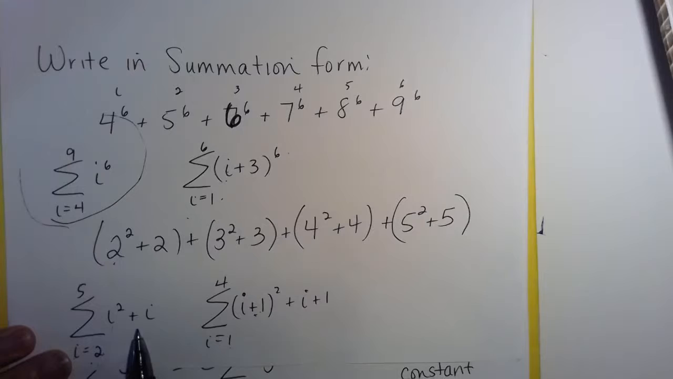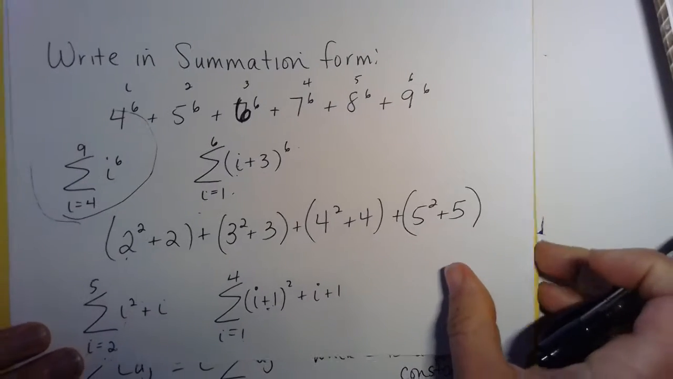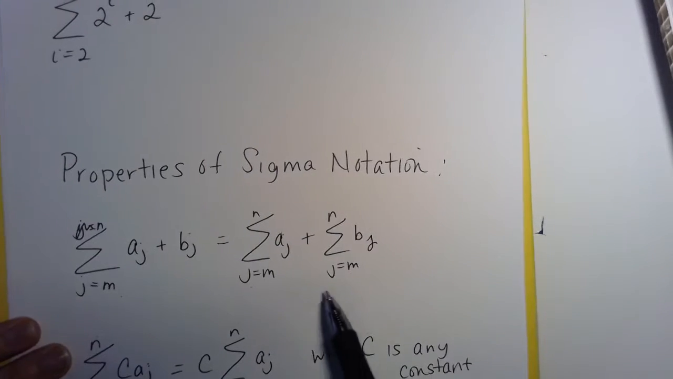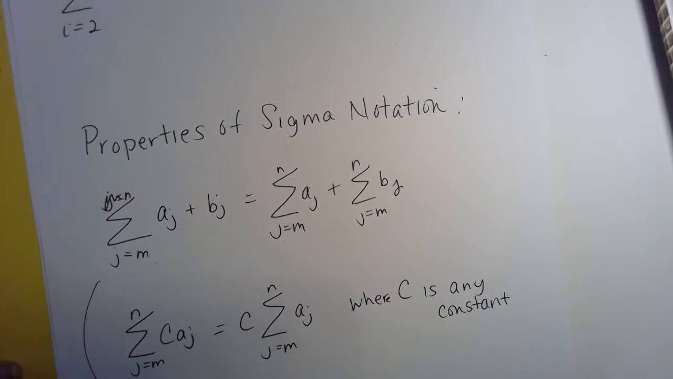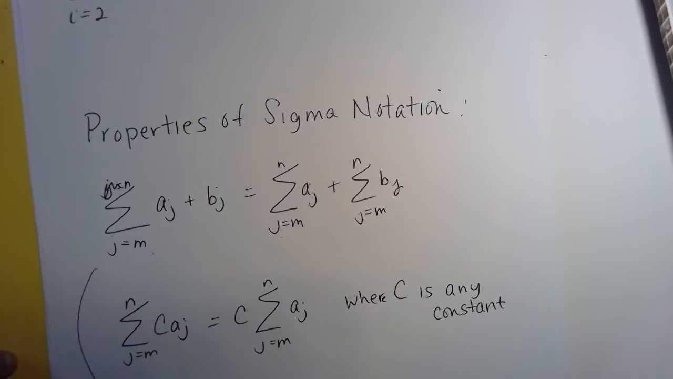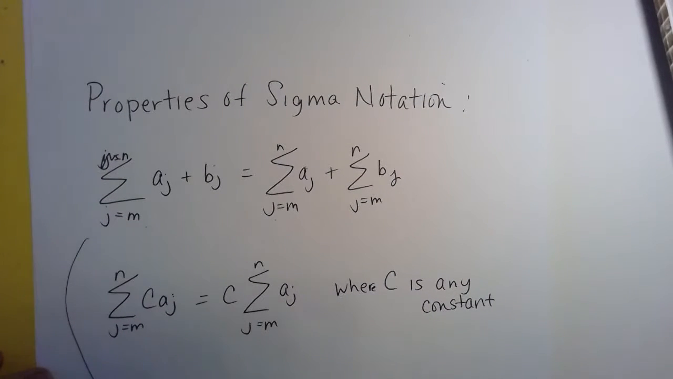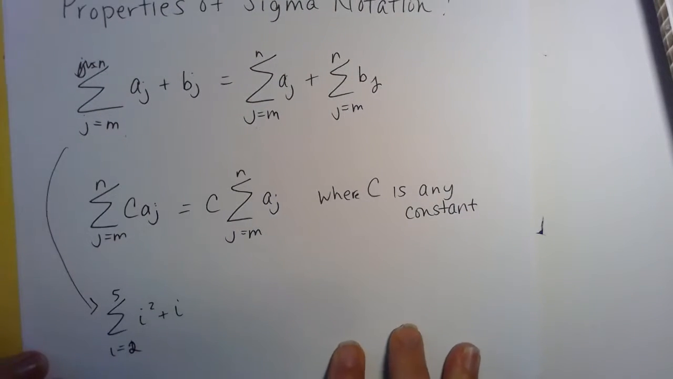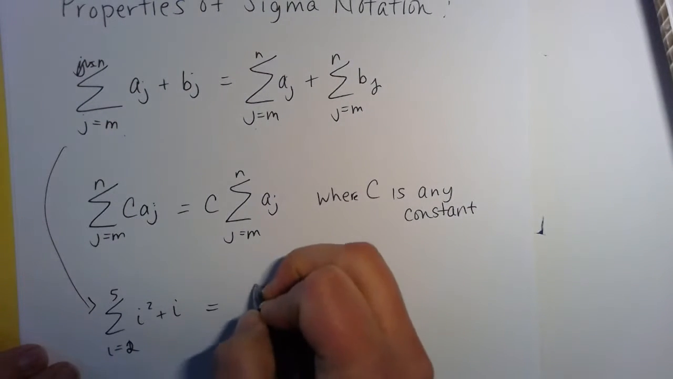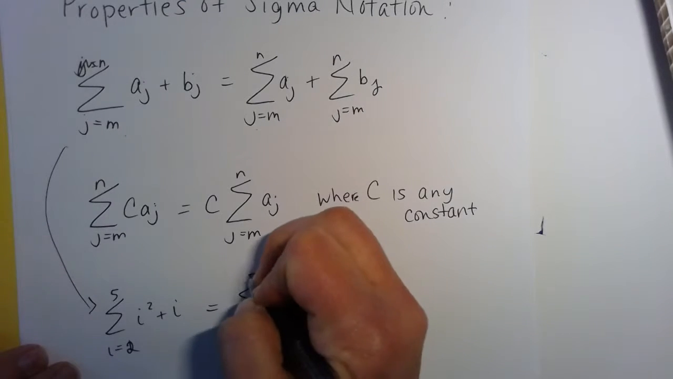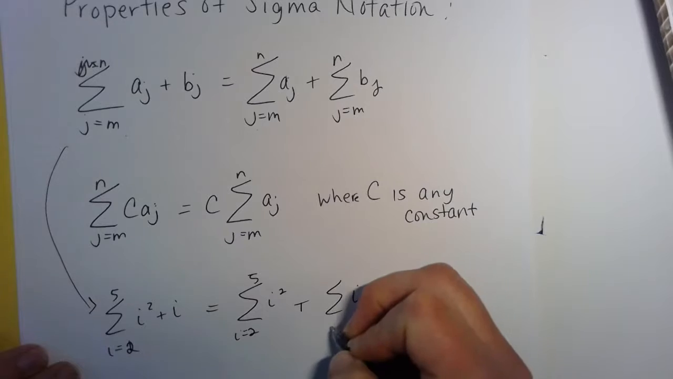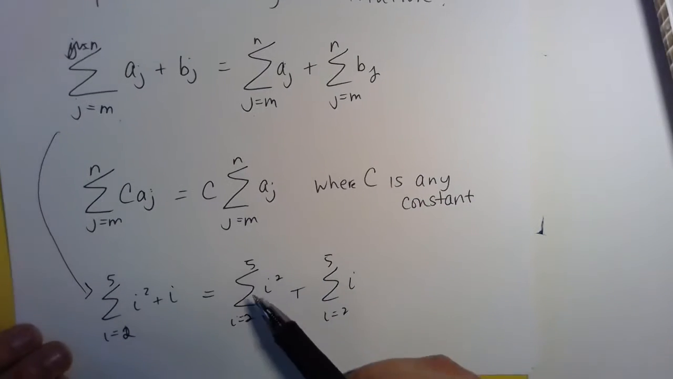So this one was i squared plus i, right? We started with i equals 2 to 5. And so we could have written this as two separate sums, as i squared from i equals 2 to 5 plus i from i equals 2 to 5. So that means we can separate them.